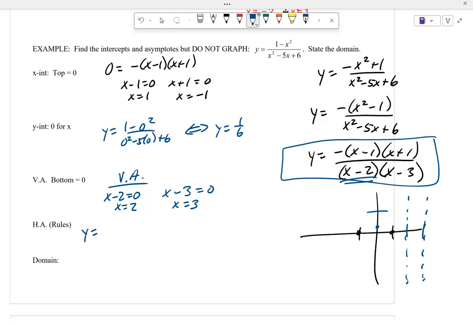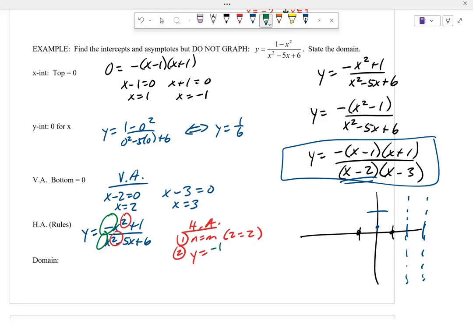With my horizontal asymptote, I want to look at this before I factor this so I can see what the degree is. Notice that the degree of the top is 2, degree of the bottom is 2. They're the same. So number one, n equals m, right? Here, the degree of the top is equal to the bottom. Then I take my leading coefficients, so -1 over +1. So y equals -1 would be my horizontal asymptote there in green.